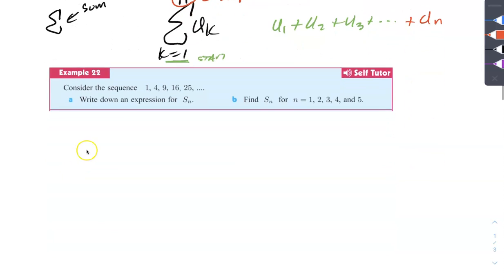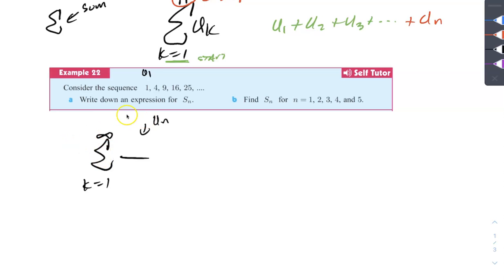So first example here. Consider the sequence 1, 4, 9, 16, 25. Write down the expression S of n. So I want us to write down the formula. So we're going to write it like this. Looks like we're starting with our first term, U1. You can use any variable you want. We'll say k equals 1. Now, in this case, we're going on forever, so the top here will be infinity. The problem is we've got to come up with an equation right here. So that should be an equation, U sub n.